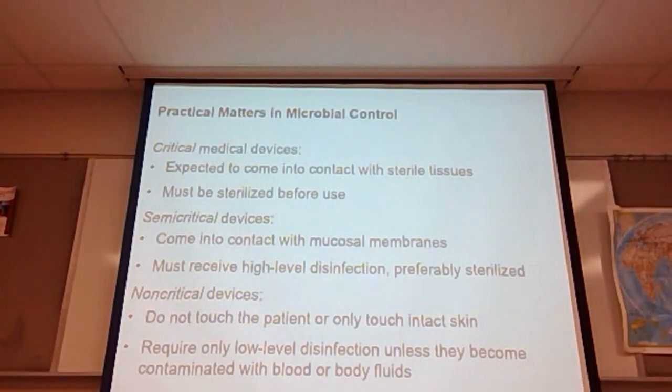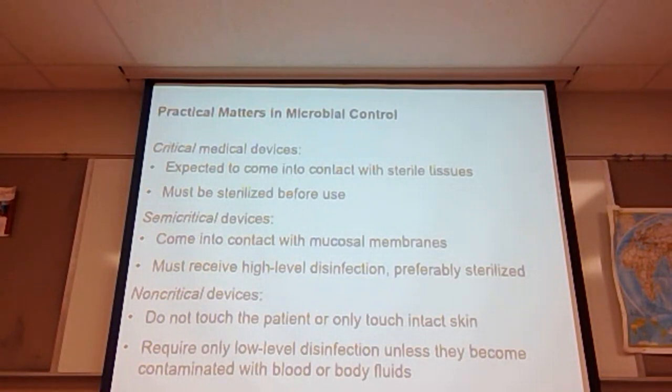So, practical matters involved in microbial control: critical medical devices. These are things that, again, they are critical, such as ventilators and those types of things. They're expected to become in contact with sterile tissues. Therefore, they must be sterilized before use. Again, something that's going to go down in a patient's throat, a ventilator, a catheter, those types of things. Again, surgical instruments, you expect those to be sterilized.